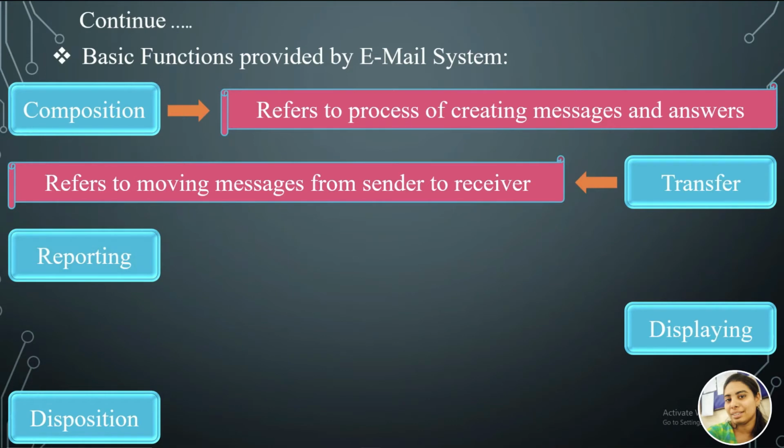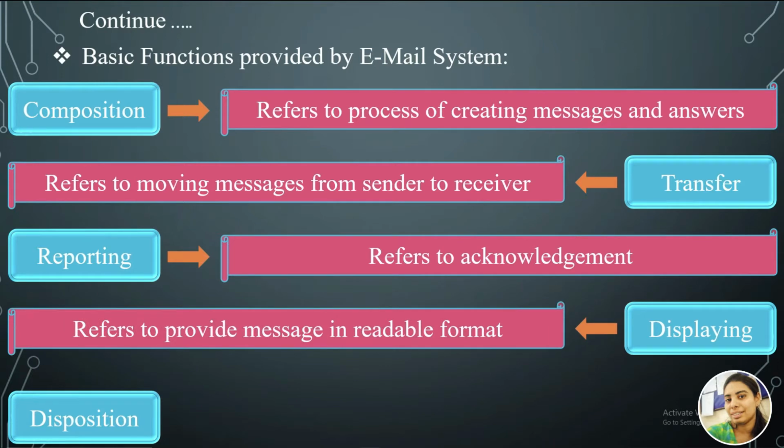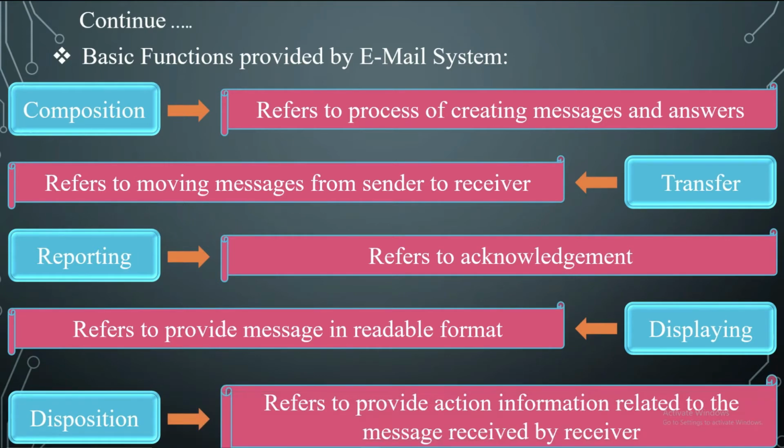The third one is reporting, which refers to the acknowledgement of any mail. That means if a user has sent a message, the user will get a notification from the mail system regarding the status of that particular mail or message. The next service is displaying, which refers to providing the message or mail in a readable format. Lastly, disposition. This service refers to providing information regarding the action performed by the receiver when it receives the message.